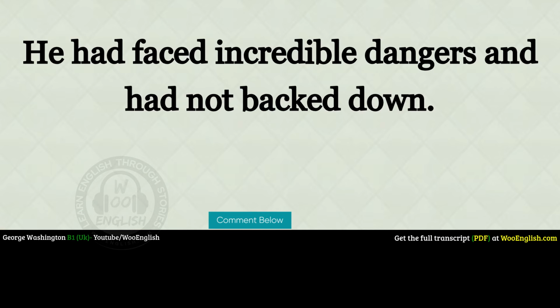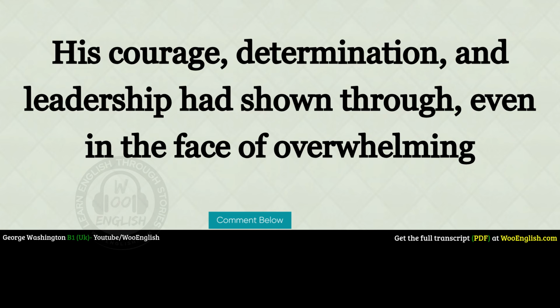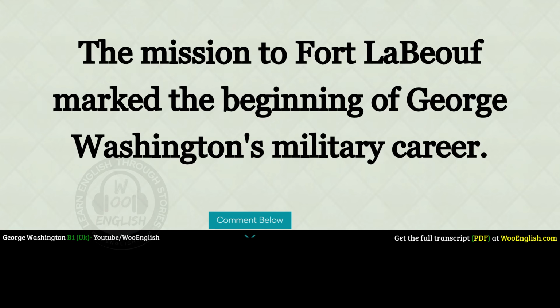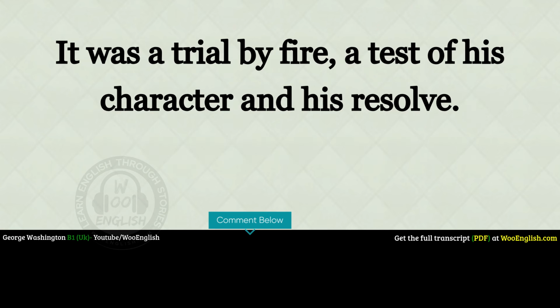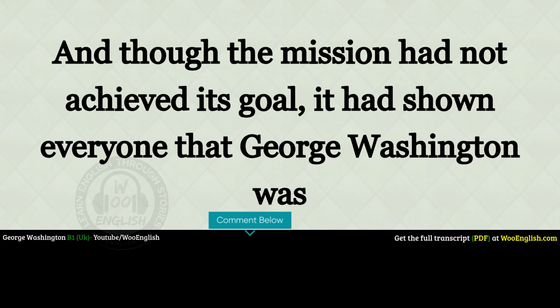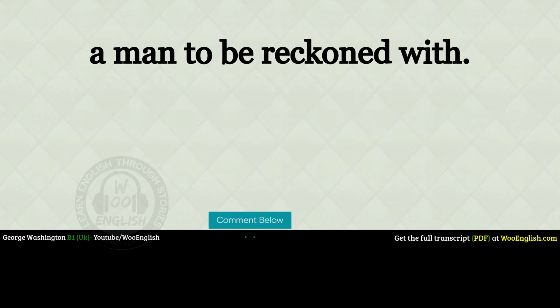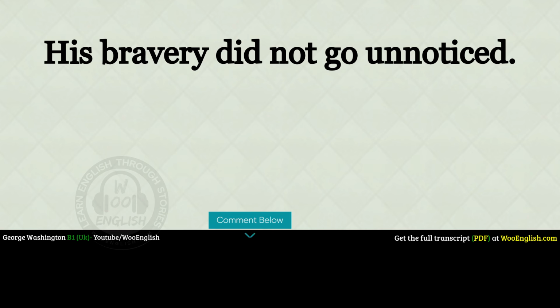He had faced incredible dangers and had not backed down. His courage, determination, and leadership had shone through, even in the face of overwhelming odds. The mission to Fort Le Boeuf marked the beginning of George Washington's military career. It was a trial by fire, a test of his character and his resolve. And though the mission had not achieved its goal, it had shown everyone that George Washington was a man to be reckoned with. His bravery did not go unnoticed.